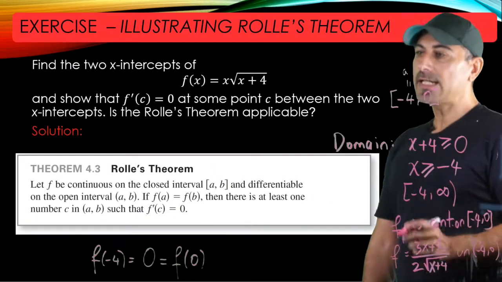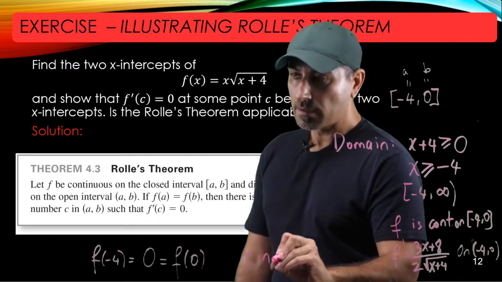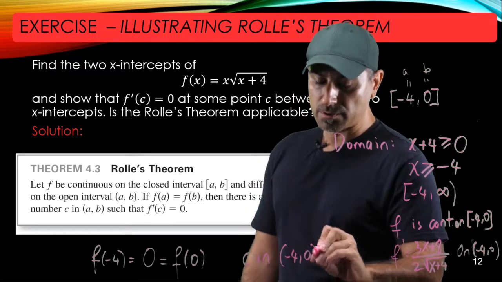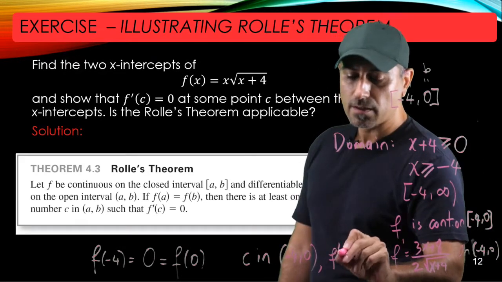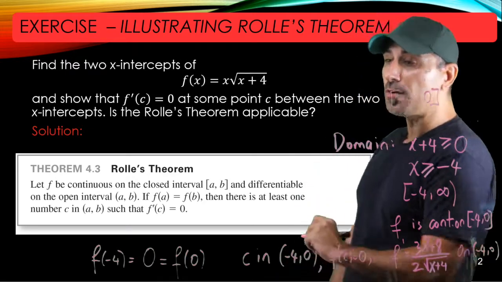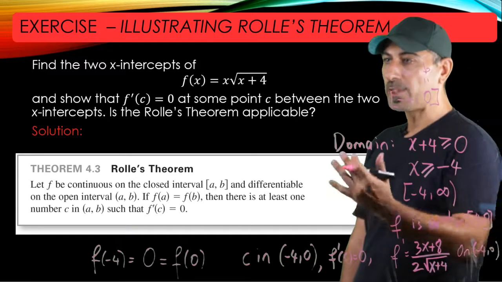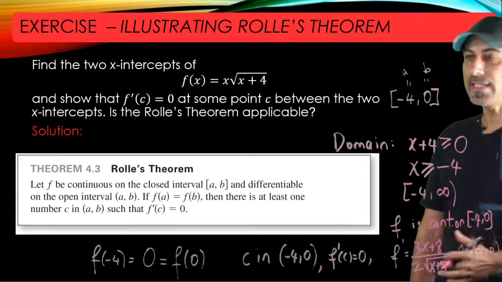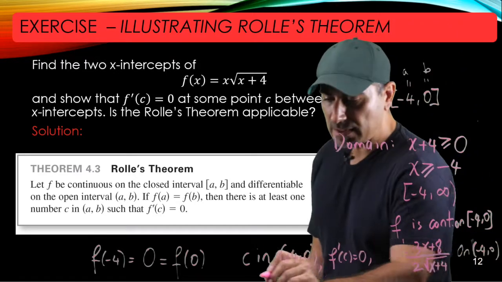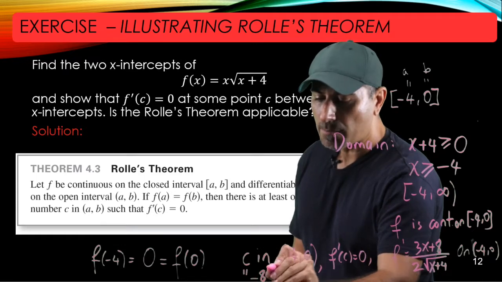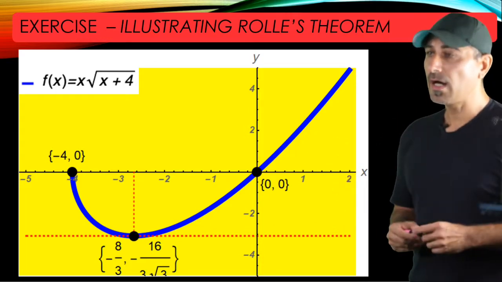Then it's guaranteed that there exists a c in the open interval (-4, 0) such that f prime of c is equal to 0. Rolle's theorem only provides the existence of the point c, but it doesn't tell you exactly what that point is. In fact, we found that -8/3 is the root, so c here is -8/3.